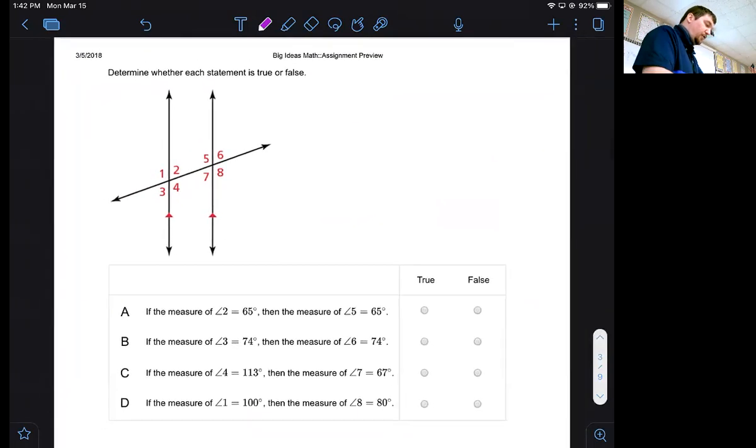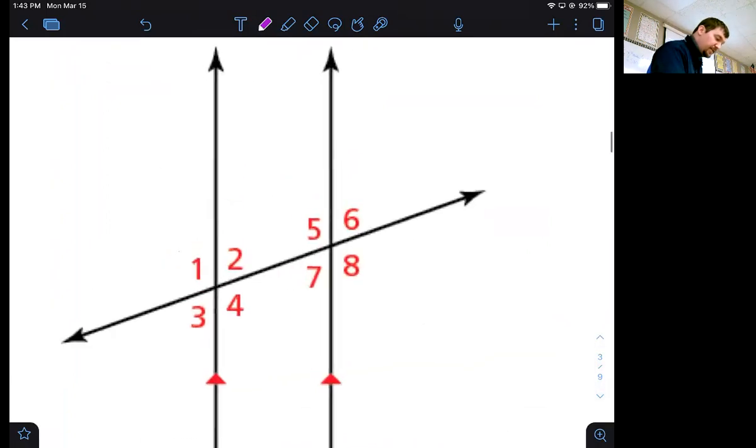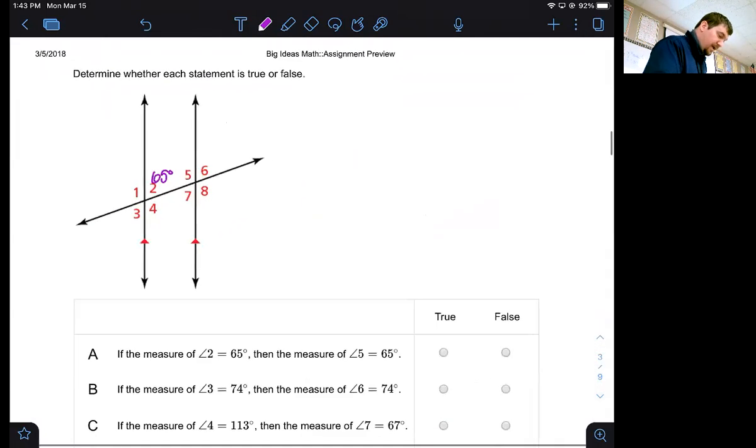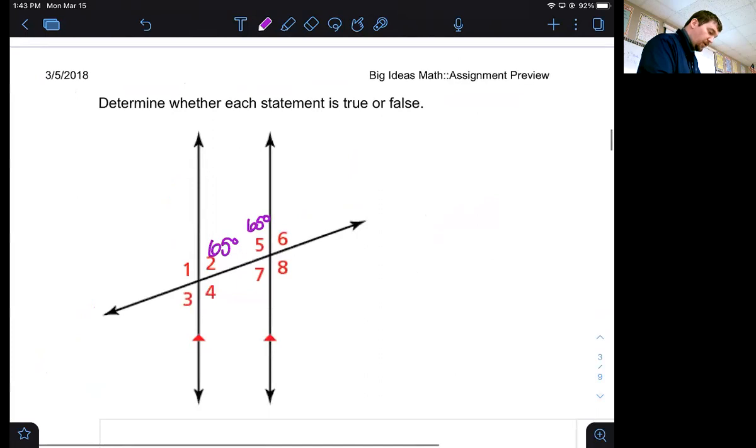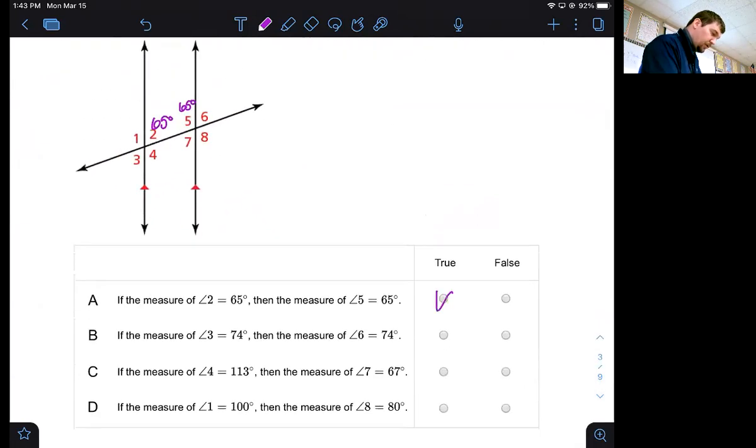So let's title our first question A. If the measure of angle 2 is 65 degrees, we fill it in so we can track what it's saying. If this is 65 degrees, then the measure of angle 5 is 65 degrees. True or false? False. No, the measure of angle 5 would be 180 minus 65. It wouldn't be the same. So you can say A is false. Oops, don't highlight true when I say false.